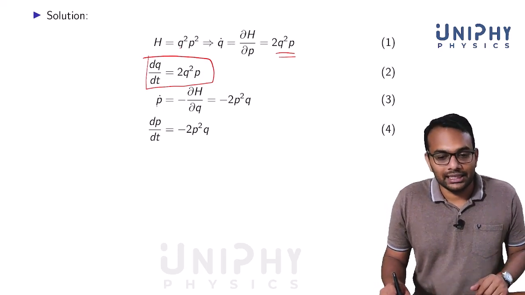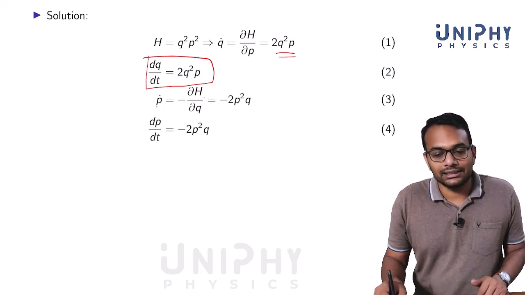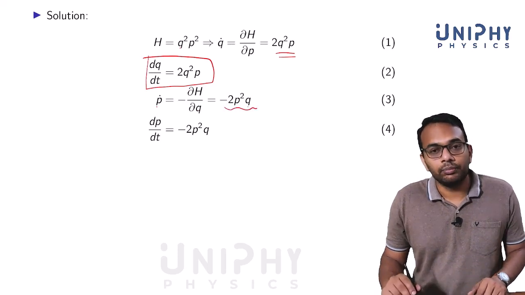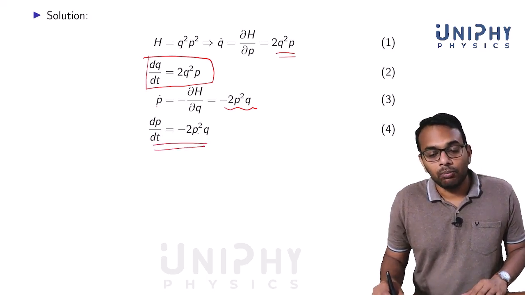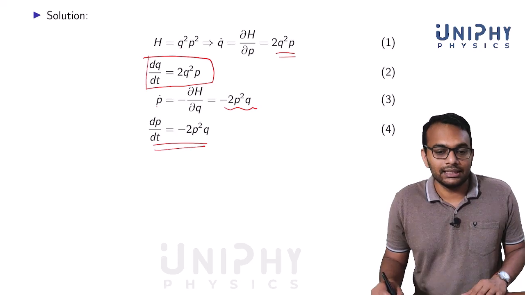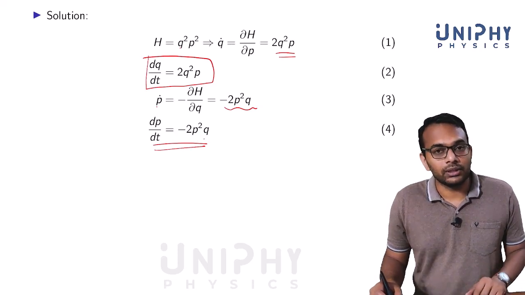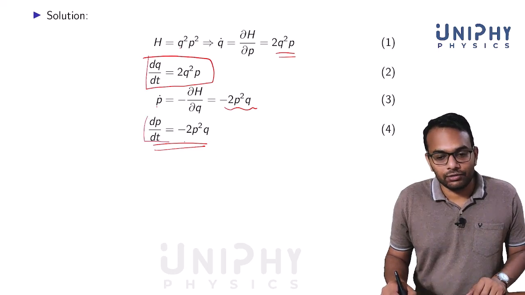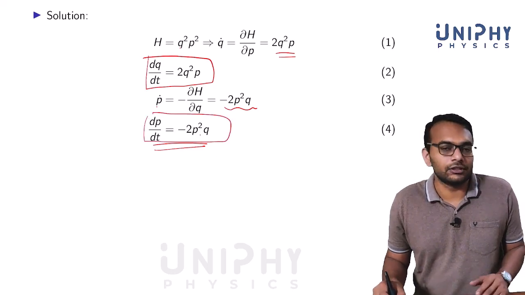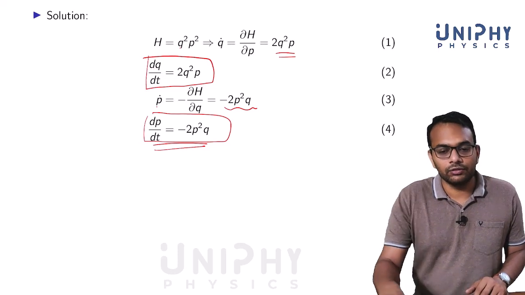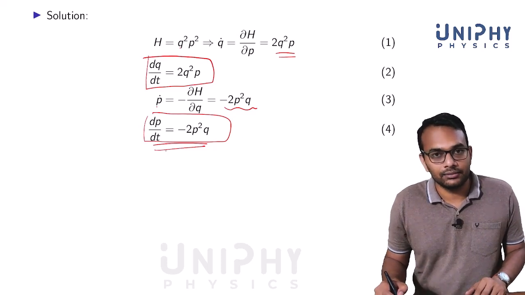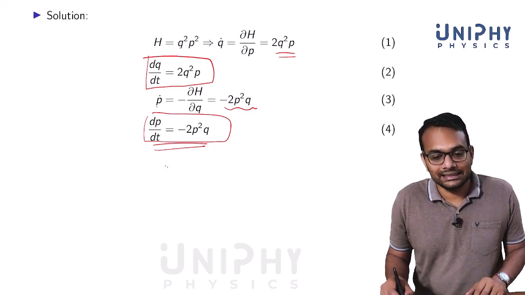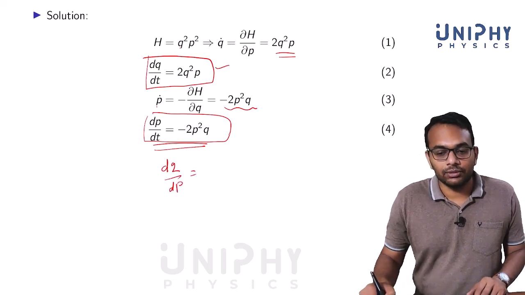Let's stop there and find p dot. When you find p dot, you see that it's minus dou H by dou q, and that's minus 2p square q. So from here you get dp by dt is equal to minus 2p square q. So here you see that dp by dt is a function of p and q, and dq by dt is a function of p and q. In order to eliminate one, you divide one equation by the other. In this case it's easy, you can find dq by dp. It's just dividing this equation by this equation.